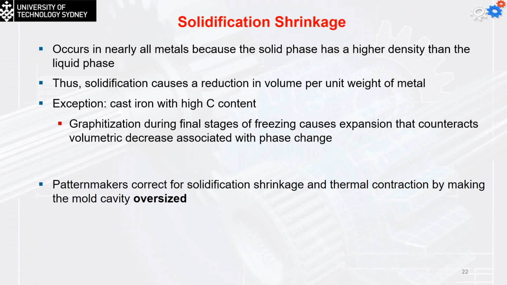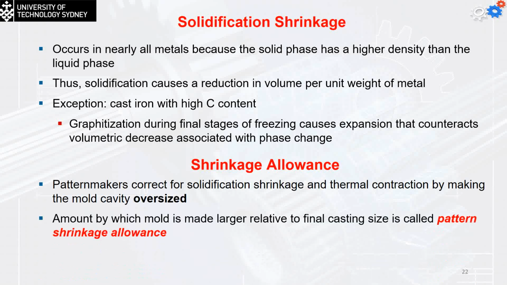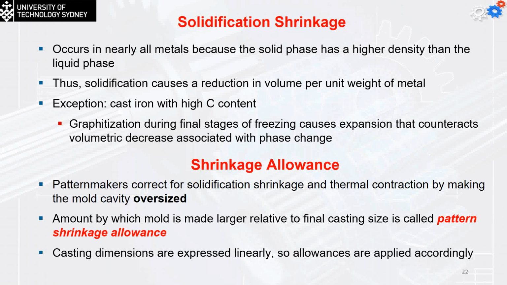The shrinkage allowance should be applied, which is, as we mentioned earlier, that the pattern should be oversized. So the shrunk part is going to be close to the desired dimensions. This oversizing is called the pattern shrinkage allowance. The casting dimensions are expressed linearly, so the allowance should be applied accordingly. For example, increase the width, the height, the volume, and the other dimensions, and the same thing should be applied for the pattern.